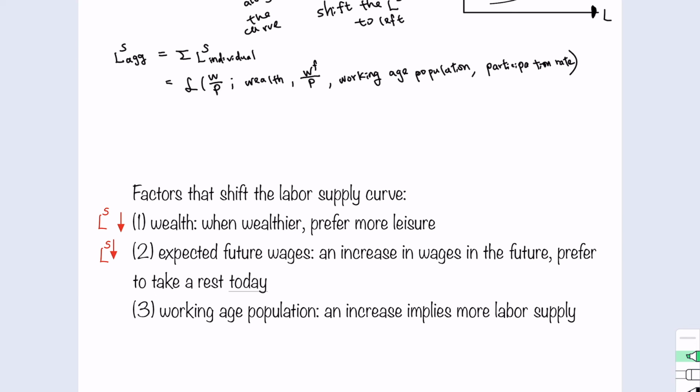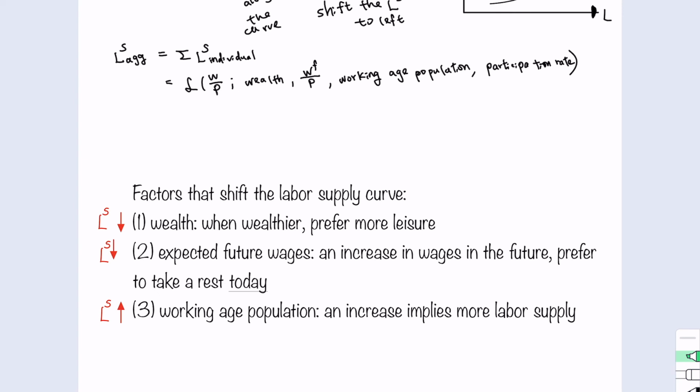And for those increases, given the same level of wages, there are more people that can work, so there are more people working. Therefore, from the aggregated perspective, the quantity of labor supply should increase given the same level of wages. Therefore, it associates with a right shift of the labor supply curve.